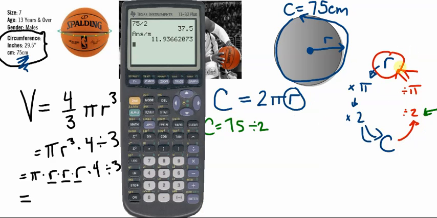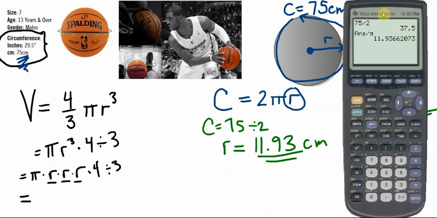Okay, and that's it. There's the radius. So the radius is 11.93 centimeters. We'll use a precision of 2 places for now, because we have to use that over here. Just pull that across now.